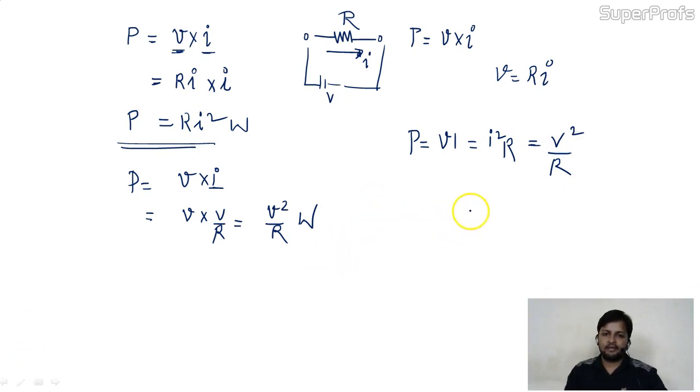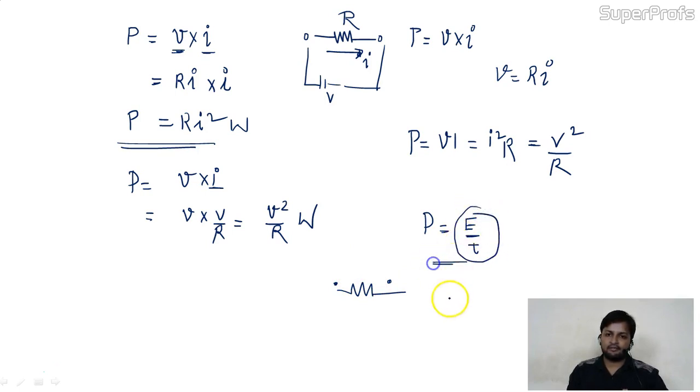By the definition, power is energy per unit time. See, in this circuit we are transferring the energy, right? So the power is nothing but the energy transfer per unit time. And the unit of power is watt. Now this one is not important because this is the basic.